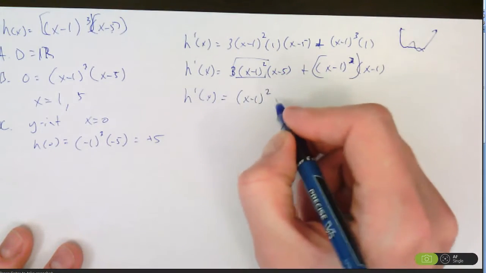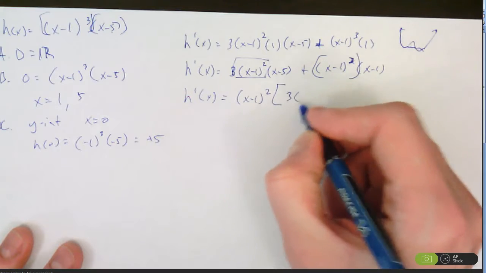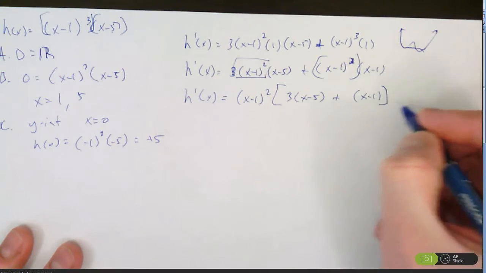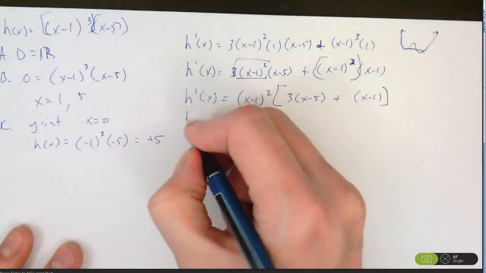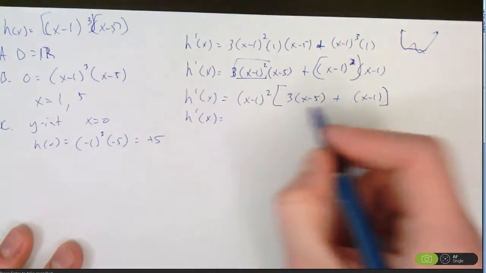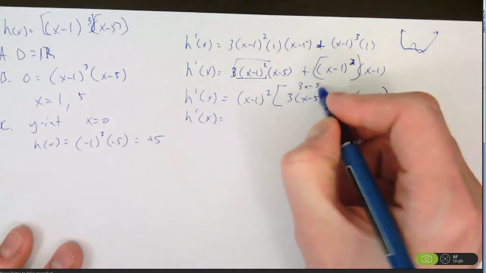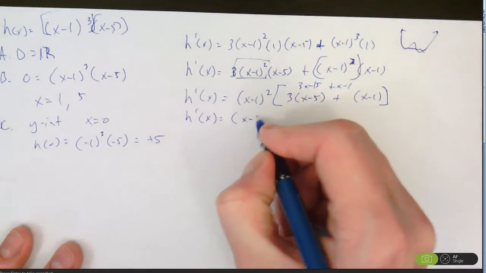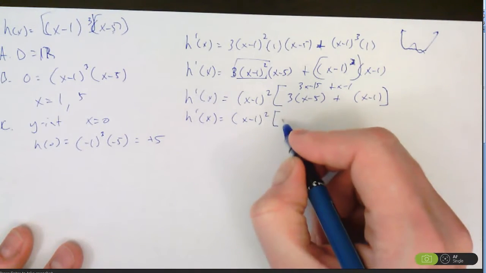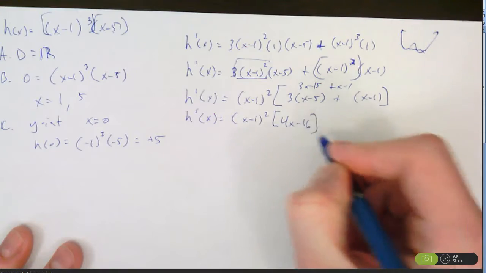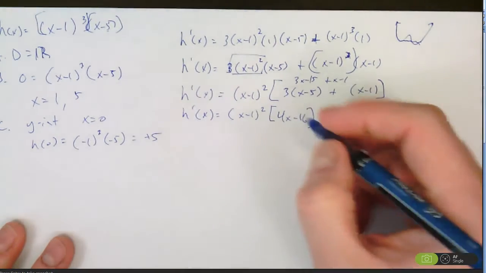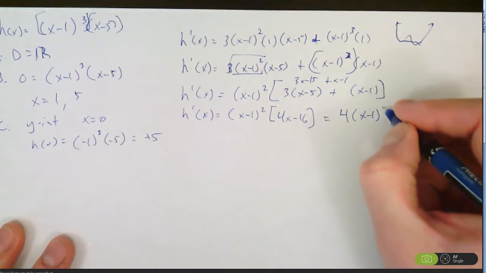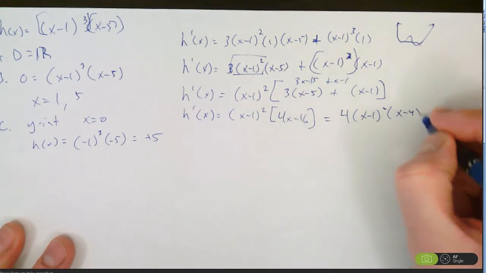x minus 1 squared leaves me with 3 times x minus 5 plus x minus 1. Okay. And then I can simplify this inside as 3x minus 15 plus x minus 1. I get 4x minus 16. Okay. And then even that I can factor a bit further. I can take a 4 out. So I have 4 times x minus 1 squared times x minus 4.